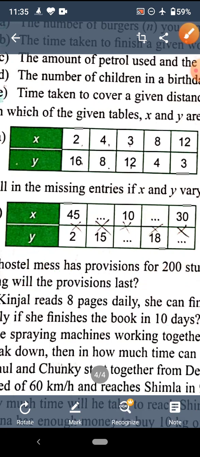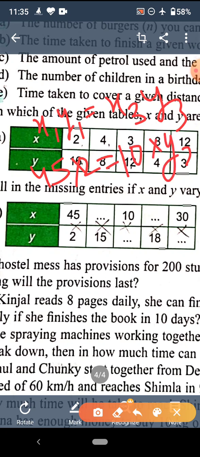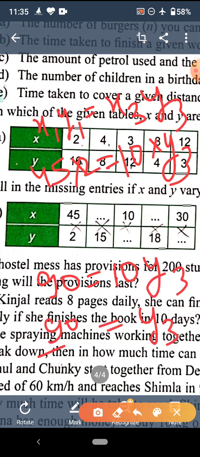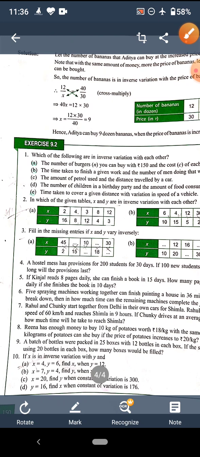Now in the similar manner you will find out x1 y1 is equal to x3 y3. x1 is 45, y1 is 2, x3 is 10, y3 we don't know. So 45 into 2 is 90, then y3 you will get 90 upon 10. So y3 you will get 9. Okay, y3 you get 9. So in the similar manner you will find this value and this value also, and the question B also. Now question number 4.